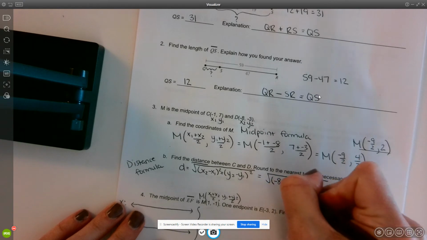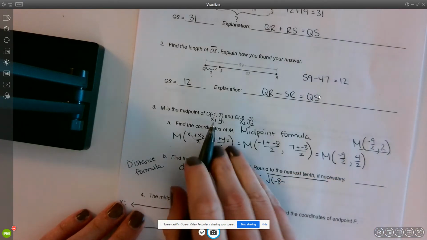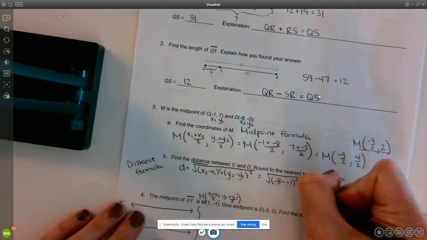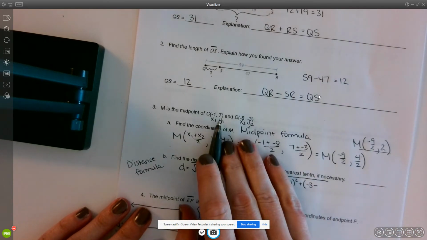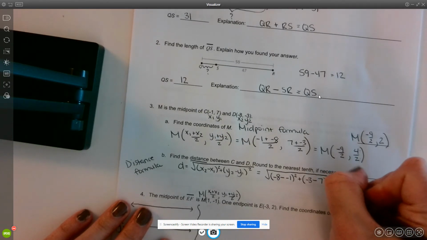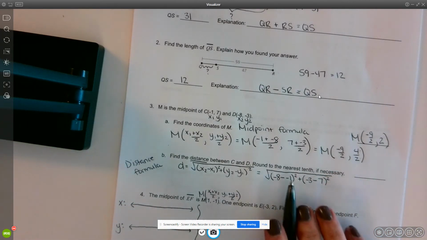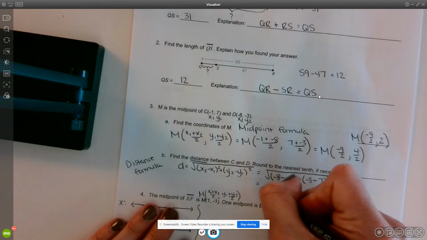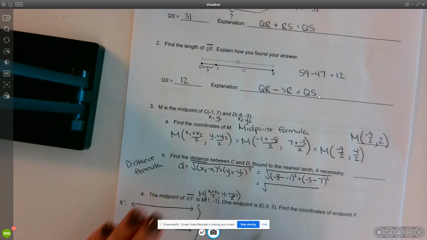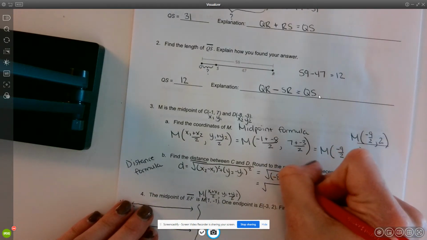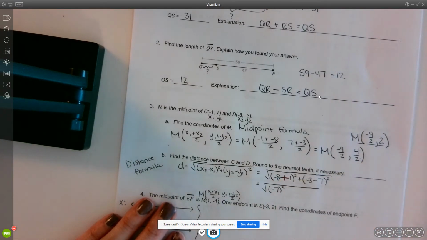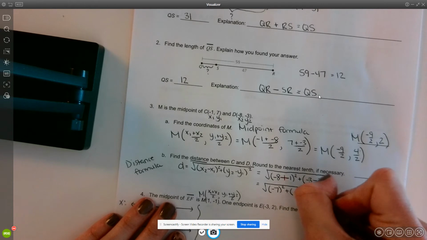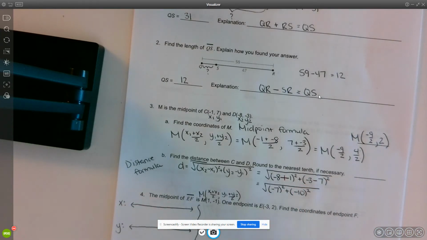X2 is -8 minus x1 is -1. Y2 is -3 minus y1 is 7. Remember, we're going to do what's inside parentheses first. When I have minus and negative, that's the same as adding. So I need to do negative 8 plus 1, which is negative 7. Negative 3 minus 7 is negative 10. Notice I kept my parentheses.